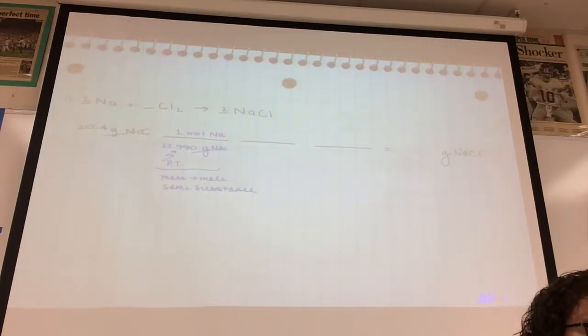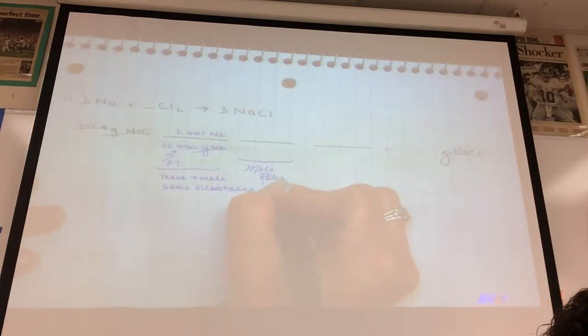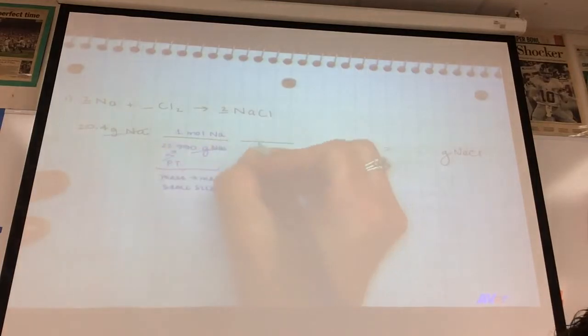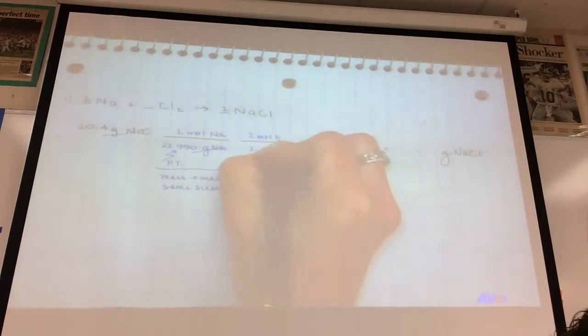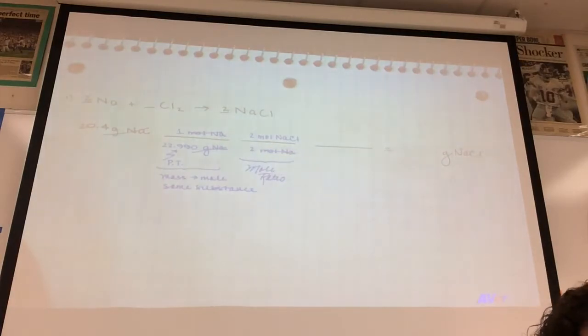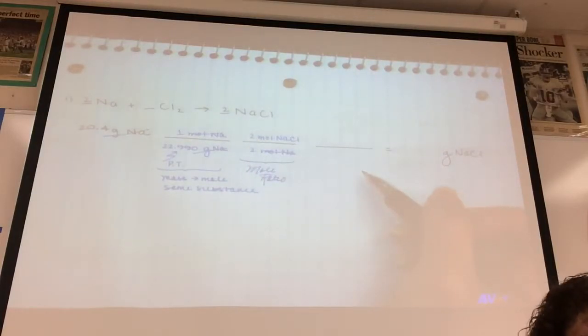To go from one substance to another, I always use what? Mole ratio from the balanced equation. I've got moles of sodium here. I'm going to have 2 moles of sodium here to 2 moles of sodium chloride here. Again, the mole ratio is the only time you have 2 different substances in the same fraction, and the only time you may have numbers other than 1, because these come from the coefficients in the balanced equation.